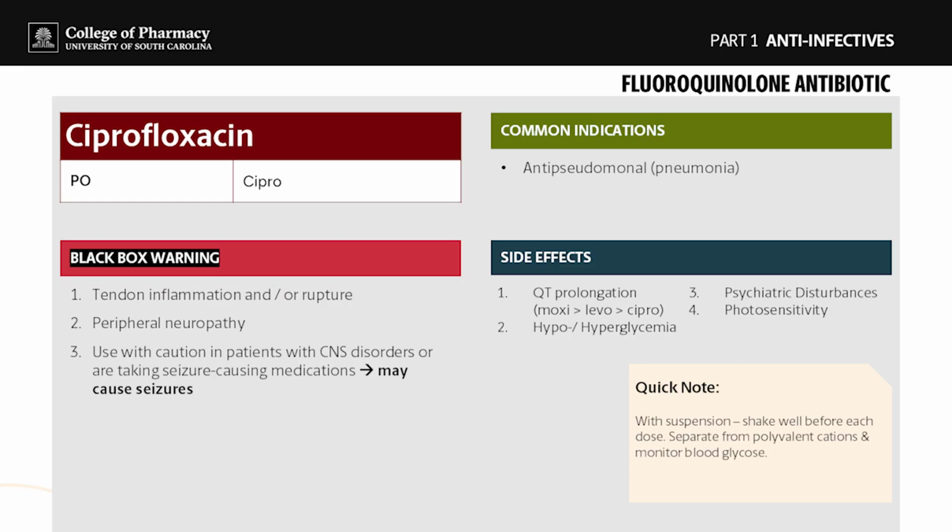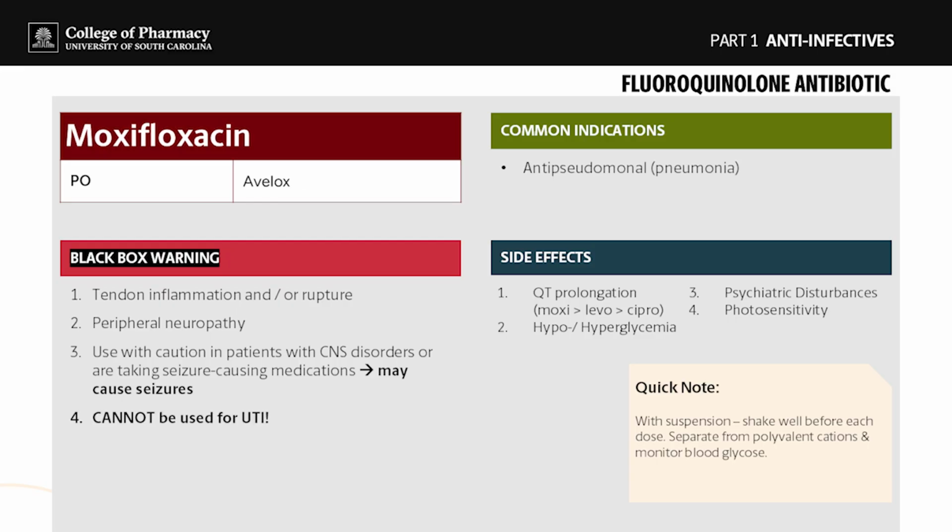Peripheral neuropathy is a black box warning. Also, you have to use it with caution in patients with CNS disorders or those that are taking seizure-causing medications, because this one may cause some seizures. Levofloxacin's brand name is Levaquin, and its common indications are respiratory infections, very similar to the ciprofloxacin. And if you notice, the side effects are very much the same. QT prolongation, hypo or hyperglycemia, psychiatric disturbances, photosensitivity, and it has the same black box warnings.